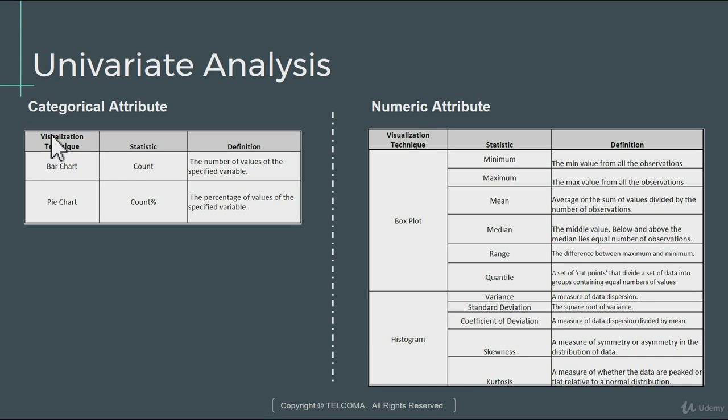So when you're studying a categorical variable or a categorical attribute, you would use a bar chart coupled with the count measure or a pie chart coupled with the count percentage measure. And this will help you to understand how the data is distributed across the different classes inside that categorical variable. So to simplify this, let's have a visual tour.